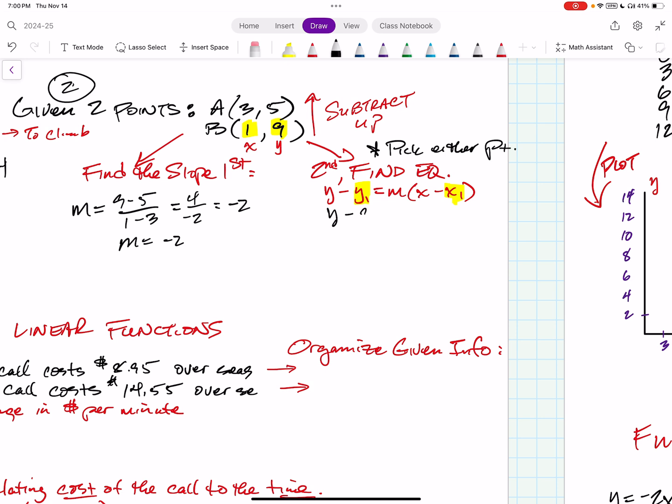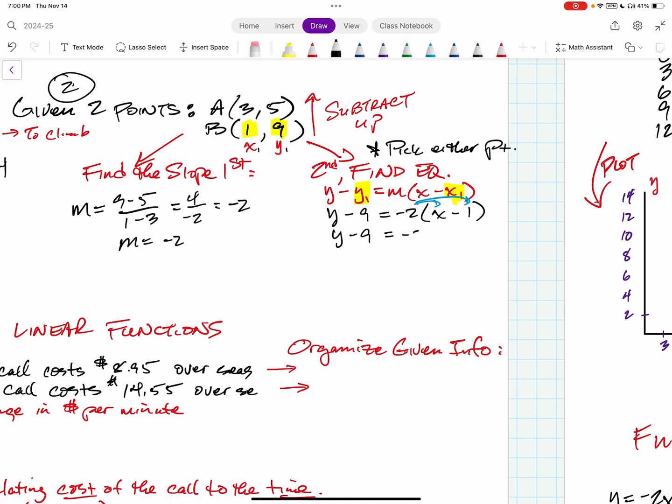So we take y minus 9, starting with a y coordinate. Again, this is x1, y1, is equal to the slope, which we found to be negative 2, times x minus the x coordinate. And look at point B, the x coordinate is 1. So you have y minus 9 is equal to, and here we go again, you have to distribute twice.